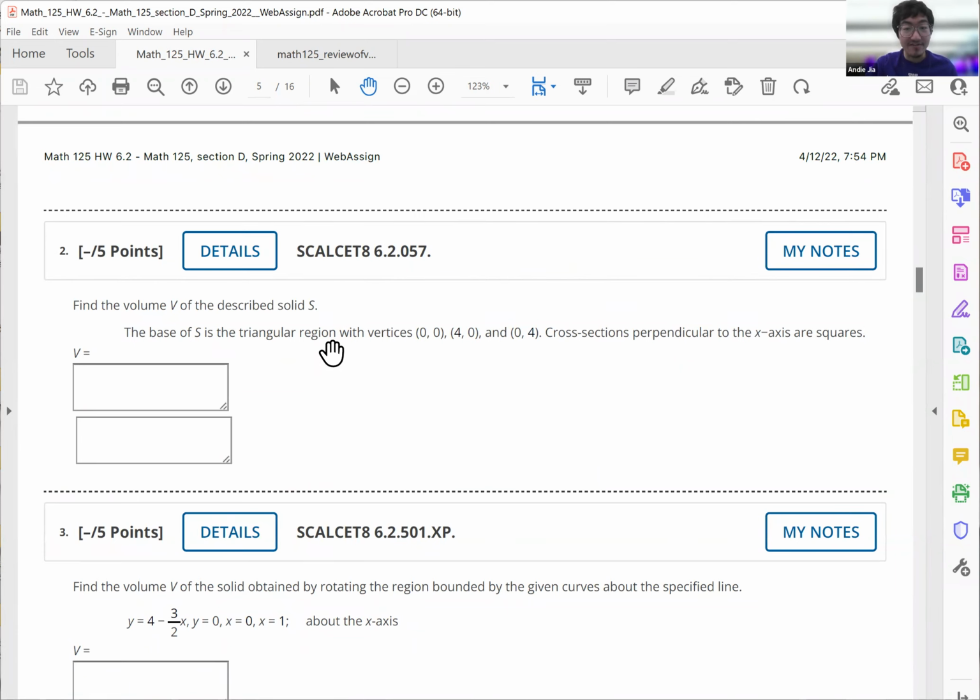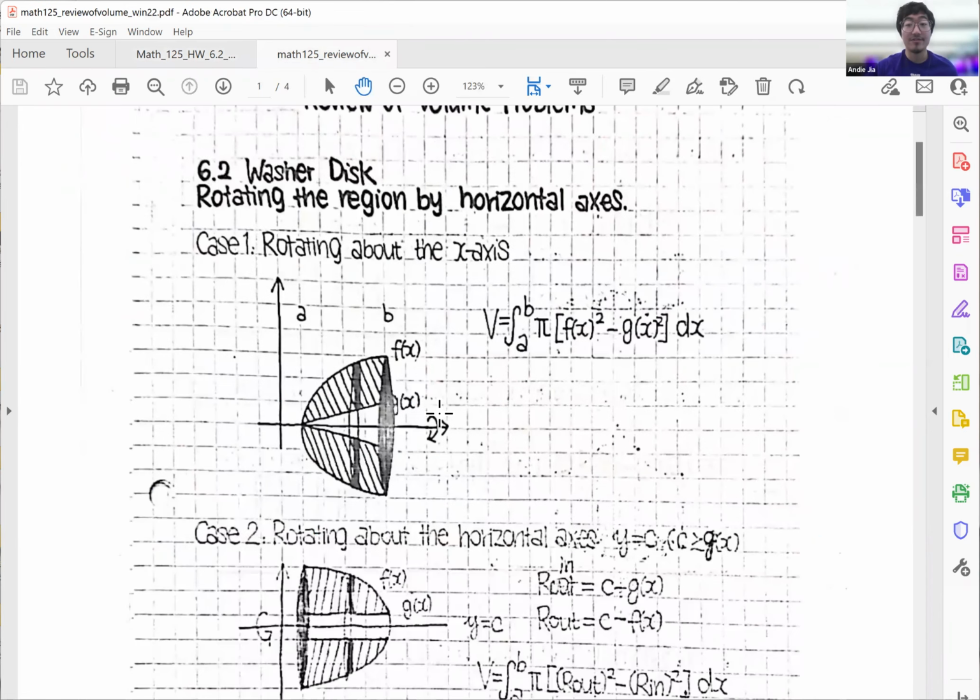For the base of S, the triangular region, just draw the vertices and lay the triangle down, and try to find the volume. Case 1 is two curves rotating about the x-axis. If g(x) is the x-axis, then the volume is just pi times f(x) squared dx.